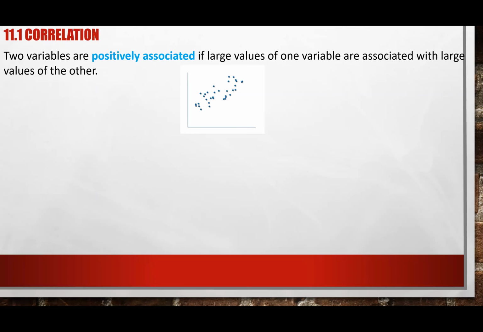Or in another sense, this is what they tell you: if a large value of one variable is associated with a large value of another, then we say that is a positive association. Meaning, as you can see, the higher the x, the higher the y, right?